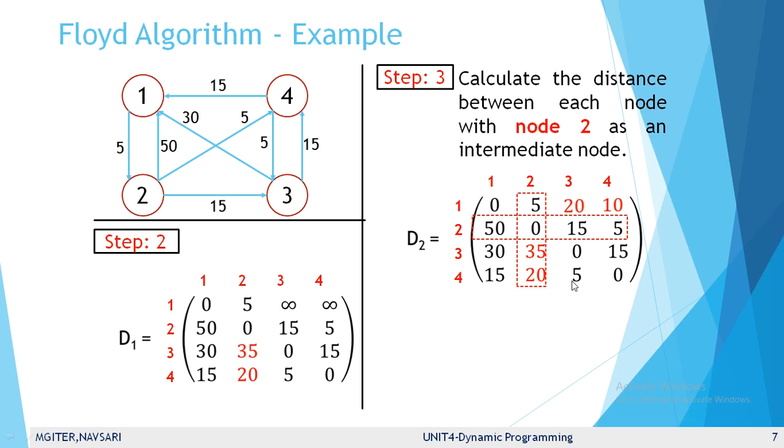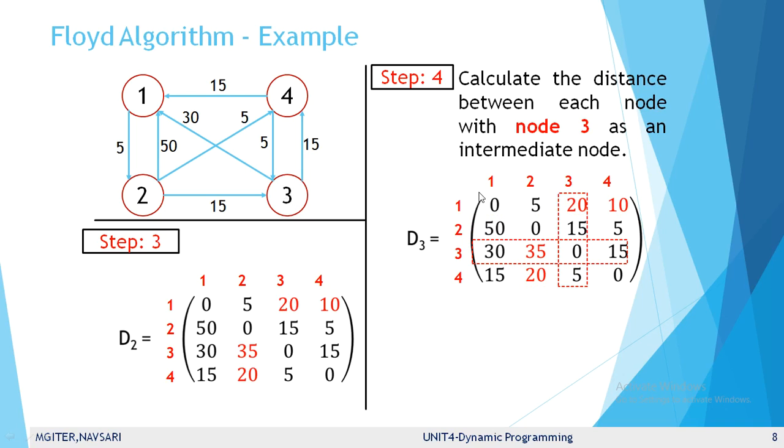Now similarly we generate the next matrix, that is for vertex 3. Now we check the shortest distance between every pair of vertices for vertex 3. For vertex 3, we prepare the D3 matrix from D2. For that, we copy the third column and third row as they are from the D2 matrix, and make the diagonal 0.